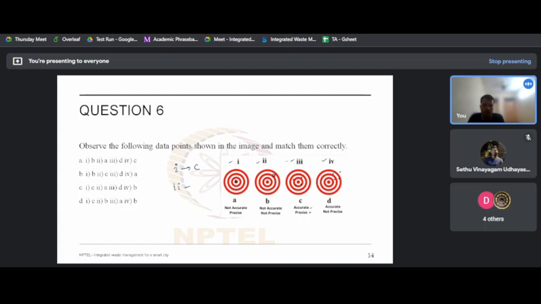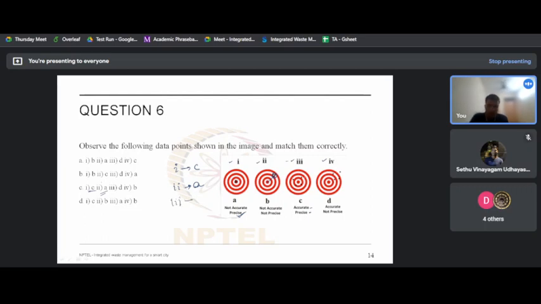Next, let's check two. Two is where all the points are clustered. Whenever clustering is happening, that is precise. It means whenever we are trying to detect, it is happening in the same zone. But here we can see it is far away from the center, almost near the outer ring. So this is precise, but it is not accurate. So that is A. So here we have 1C and 2A. I think C will be correct, but we'll discuss the other two also.